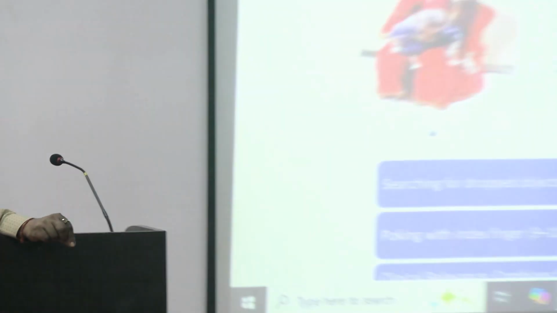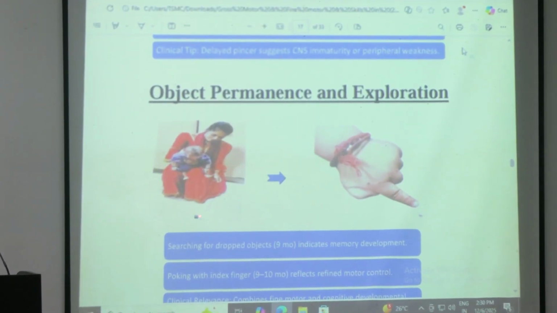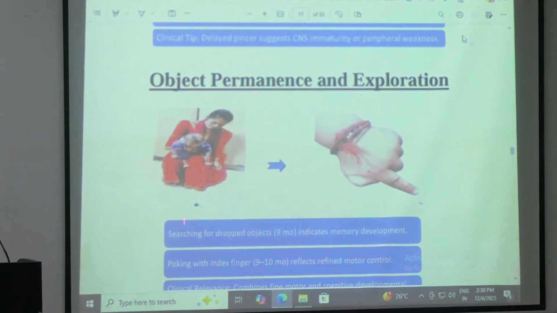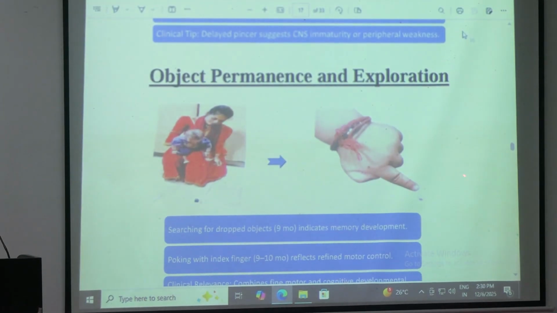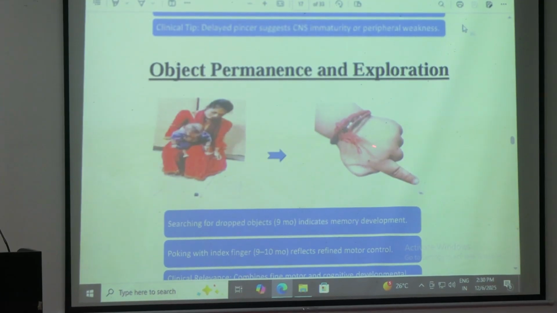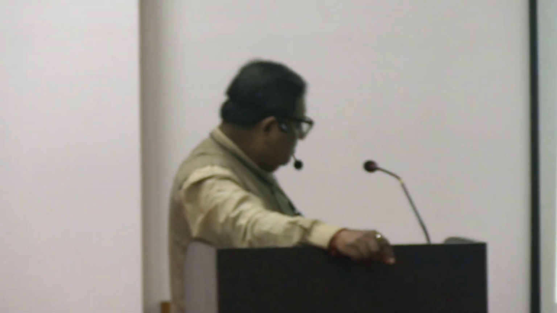There is searching for a dropped object at 9 months. At 9 months, if you show some color or something in front of him, he will search. ठीक है? Or poking with the index finger at 9 to 10 months. All are fine. Understand? You will get it in the book. Don't worry.